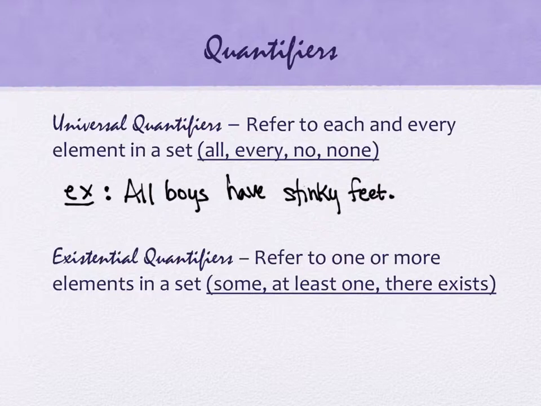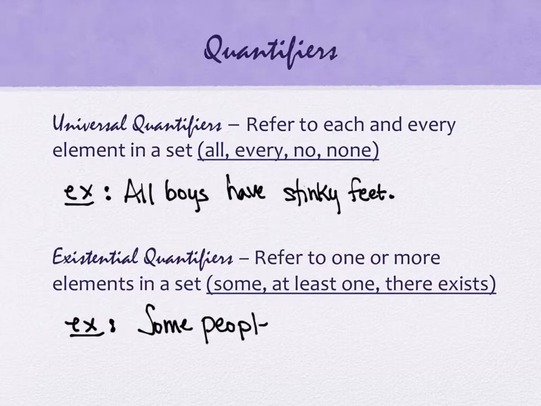An existential quantifier refers to a portion of something happening. So some, at least one, or there exists are sort of keywords that go with existential quantifiers. For example, some people like the rain. Now, I don't mind the rain necessarily, but not super fond of walking outside in it today.